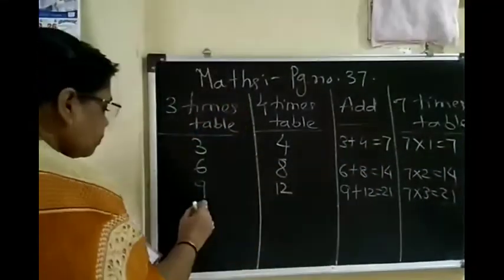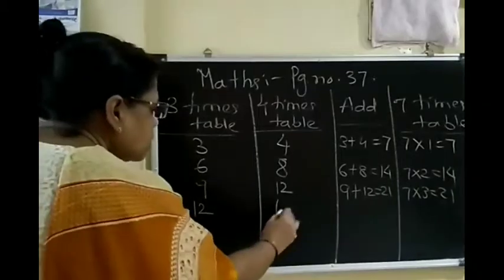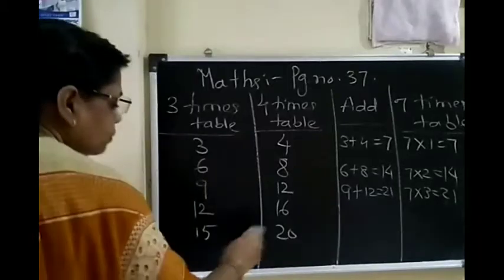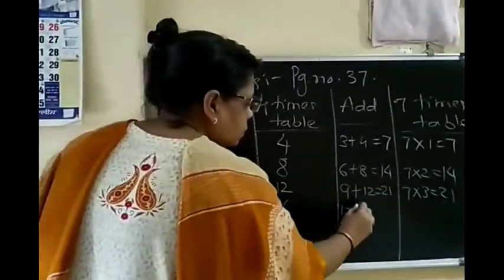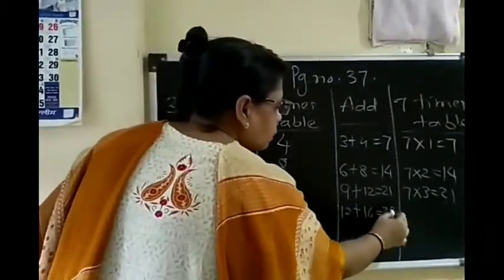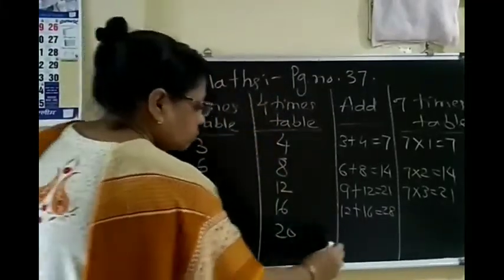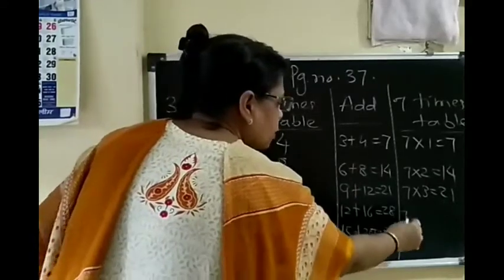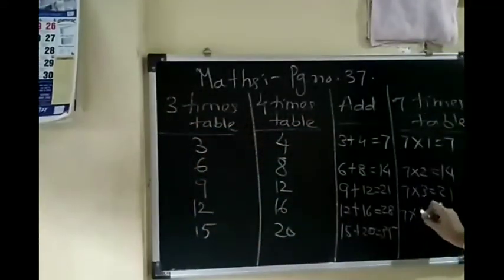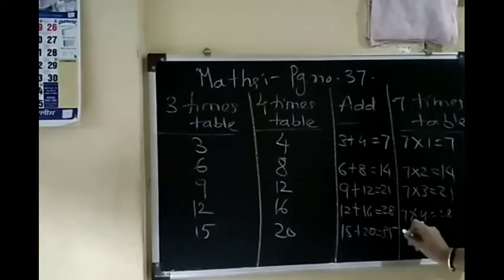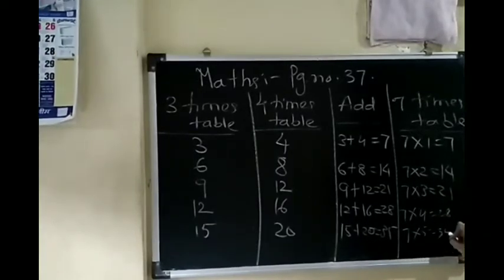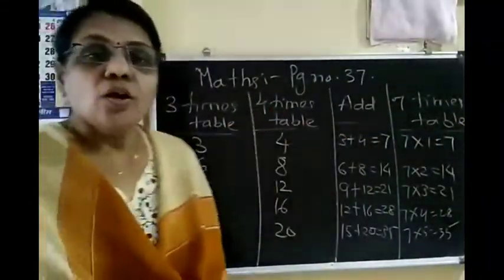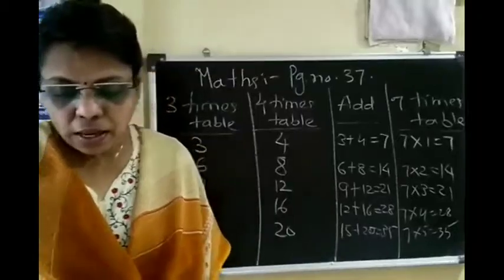Okay, now see here. 3 4s are 12, 4 4s are 16, 3 5s are 15, 4 5s are 20. And just do the addition. 12 plus 16, 28. 15 plus 20, 35. So here 7 4s are 28 and 7 5s are 35. Okay. So in this way we will complete the 7 times table.